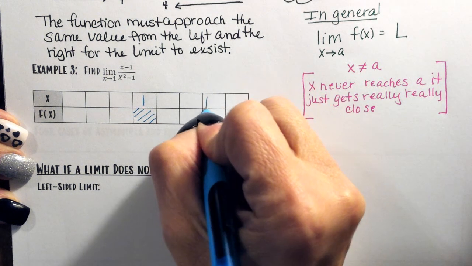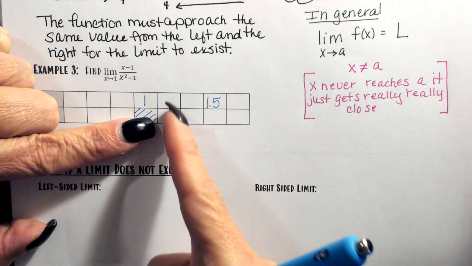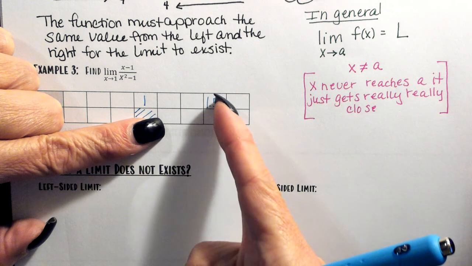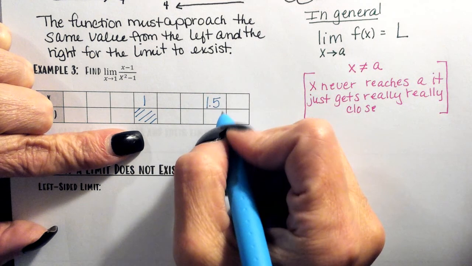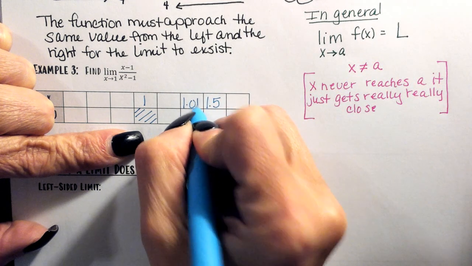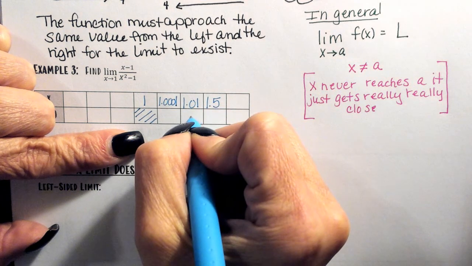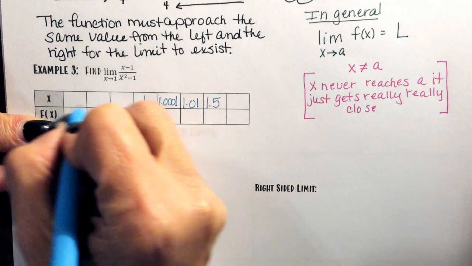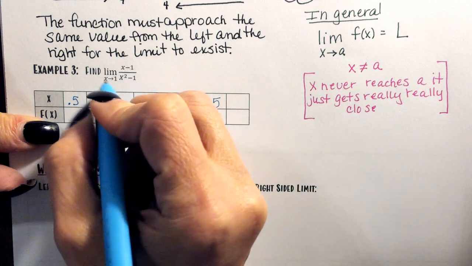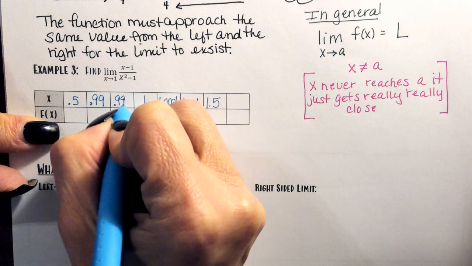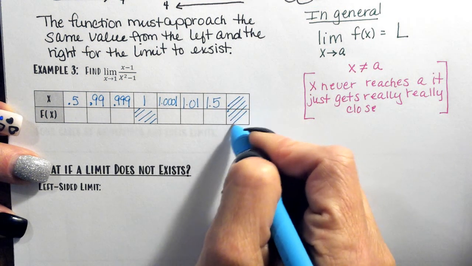So I'm going to say 1.5, and I want to make a note here. Whenever you are doing your tables, don't put 1.5, 1.4, 1.0. Don't go that way. You want to work your way back to the 1. So 1.5, 1.01, and then let's do 1.0001, just a little bit on the other side. Coming back the other way, I'm going to do 0.5. I'm going to do 0.99. And then I'm going to do 0.999. So I'm going to mark this off because I'm not using this last column right here.